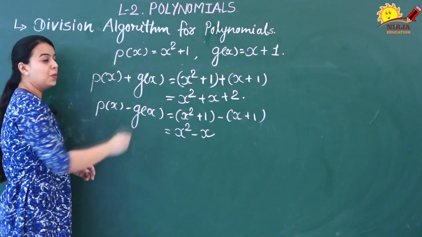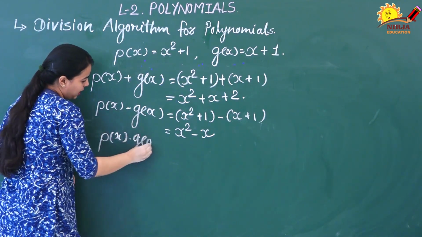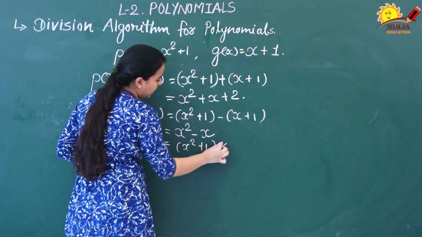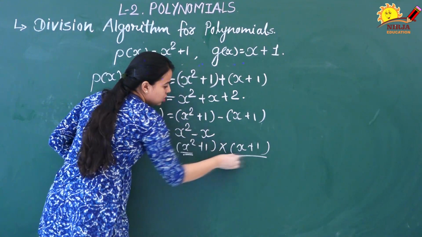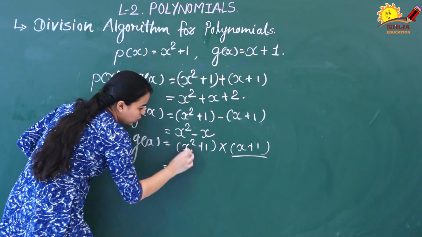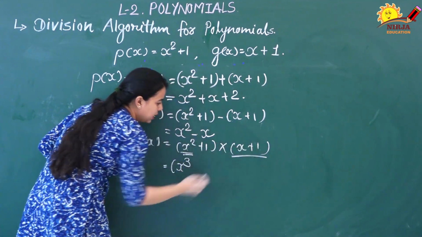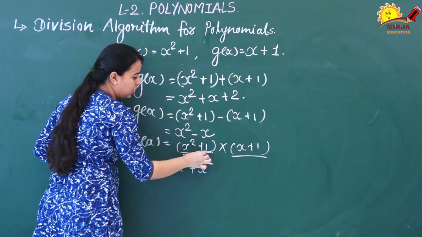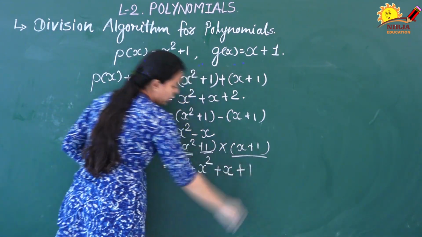Now I am going to do multiplication of these two. Let's do it. p of x multiplied by g of x is equal to x square plus 1 multiplied by x plus 1. Now let's multiply this term with this whole first. x square multiplied by x is x cube, x square multiplied by 1 is x square. Now it's the turn of 1 multiplied by x is equal to x, 1 multiplied by 1 is equal to 1.